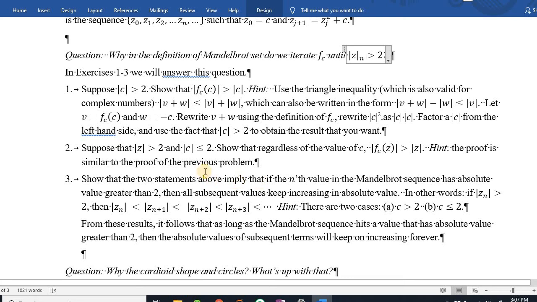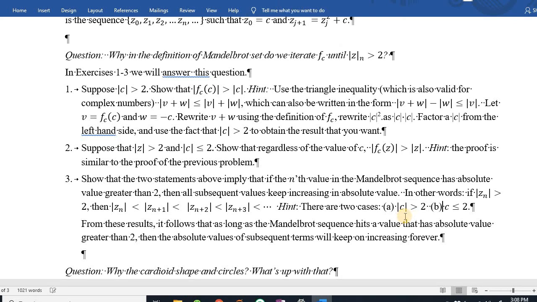So you want to show that these 2 statements are enough to show that once the Mandelbrot sequence gets absolute value bigger than 2, it will always keep increasing. All right, so you can consider 2 cases. This should actually be absolute value of c. Let me fix that also. And this should be absolute value of c.